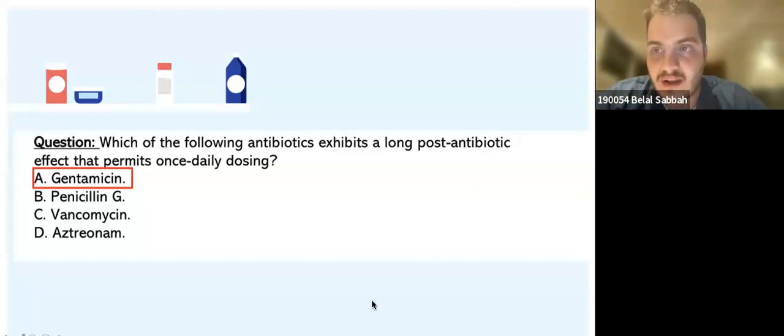Yeah, so gentamicin is an aminoglycoside. Okay, don't forget that.